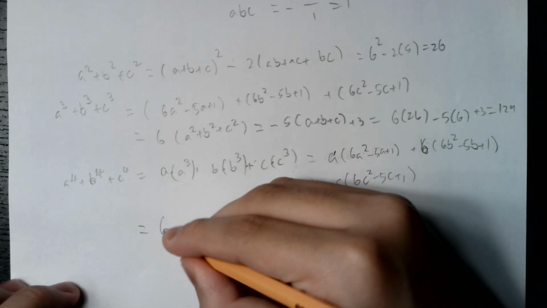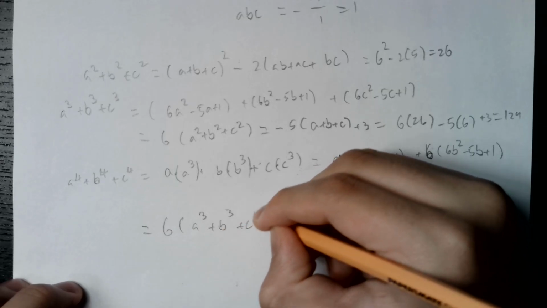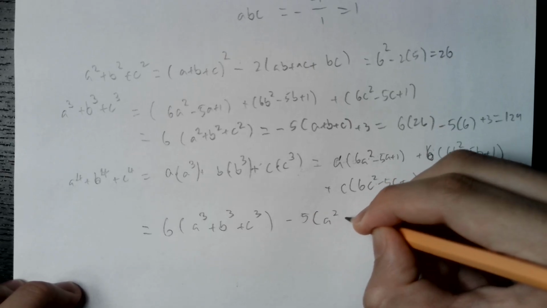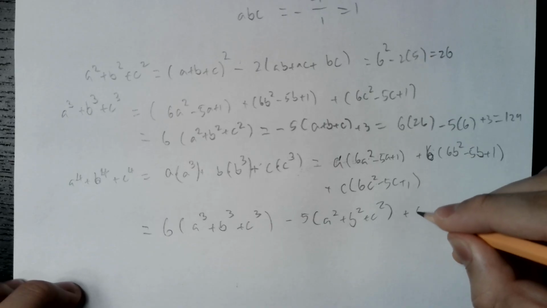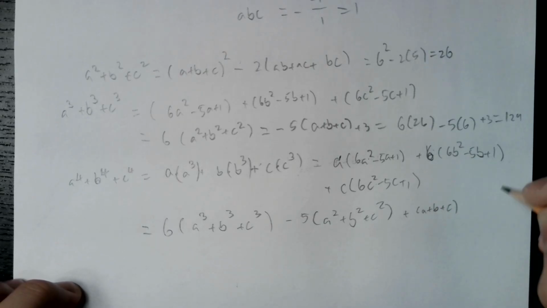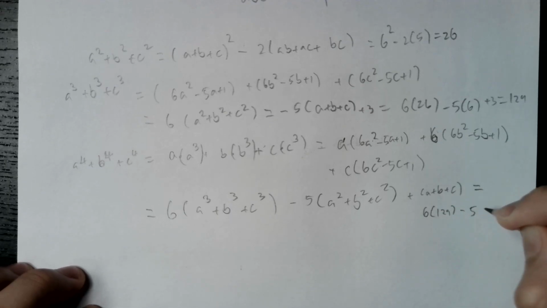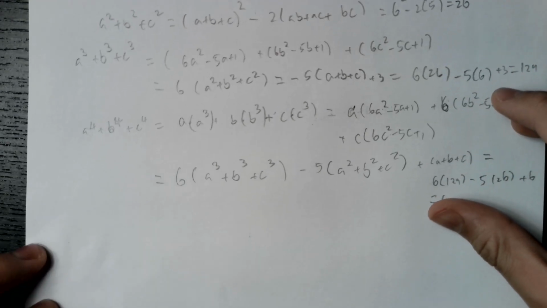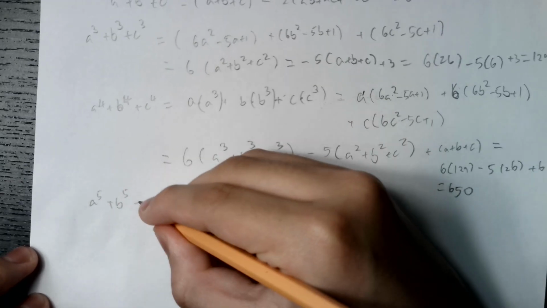This is going to be equal to 6 times a to the power 3 plus b to the power 3 plus c to the power 3, which is minus 5 times a squared plus b squared plus c squared plus a plus b plus c. And this is going to be equal to 6 times 129 minus 5 times 26 plus 6, and this is going to be equal to 650. Right? And now we're going to add the final part of what a to the power 5 is, plus b to the power 5 is, plus c to the power 5 is.